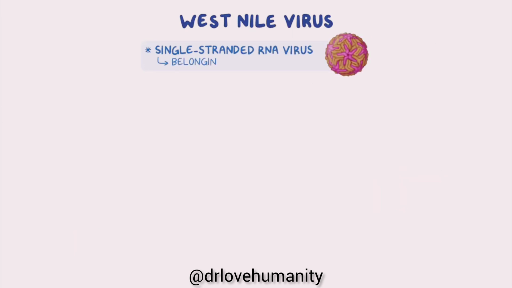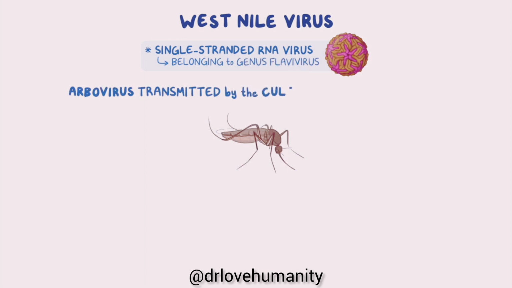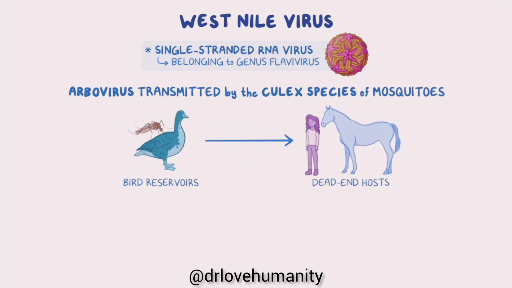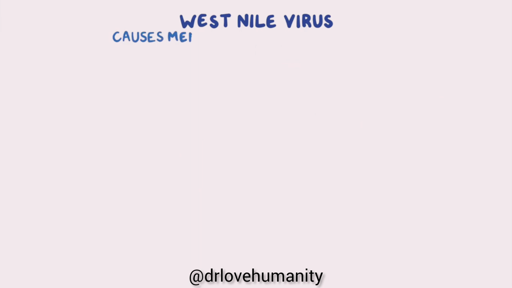Alright, as a quick recap, West Nile virus is a single-stranded RNA virus that belongs to the genus Flavivirus. It's an arbovirus that's transmitted by the Culex species of mosquitoes that spread the virus from bird reservoirs to other species like horses and humans, which are dead-end hosts. West Nile virus usually causes meningoencephalitis in infected animals.